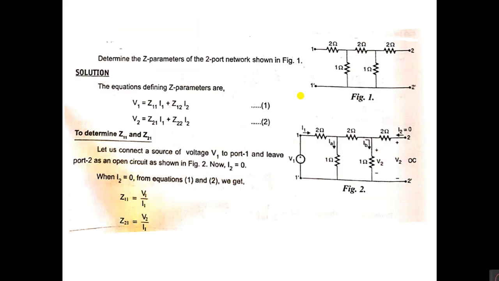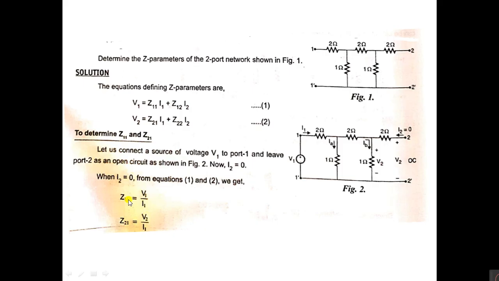Right. The second case, next level: the previous case is a simple one, only a star network. Then this pi network is just a somewhat more complicated one. Determine the Z parameters for the 2-port network. They may ask it as a 12 mark question or as a compulsory 15 mark question. This is the standard equation: V1 equals Z11 I1 plus Z12 I2, V2 equals Z21 I1 plus Z22 I2.